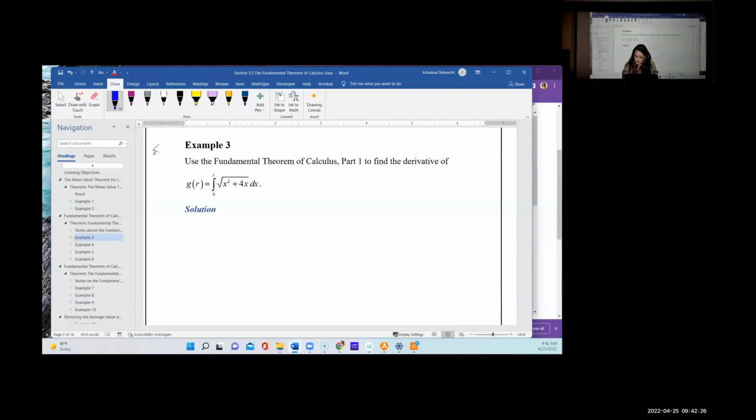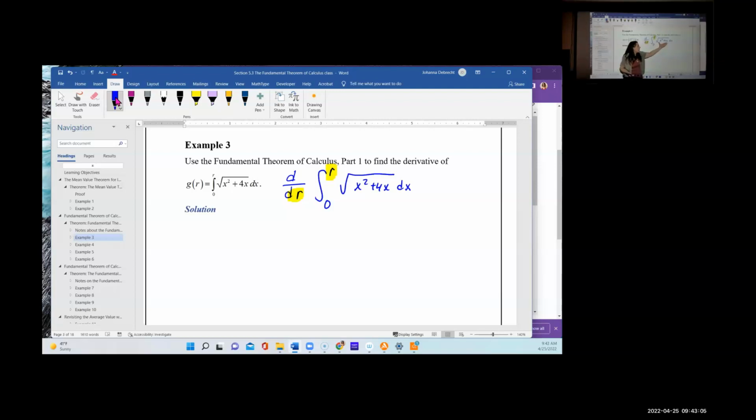So what this says is I'm going to take the derivative with respect to r of the definite integral from 0 to r of the square root of x squared plus 4x dx. Now we want to note that the dr here matches the variable there. And since those two match, the derivative and the integral undo each other. They're inverse operations. So they undo one another and it leaves behind this radical.